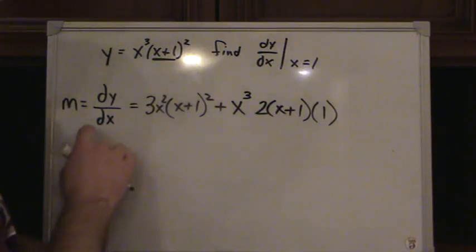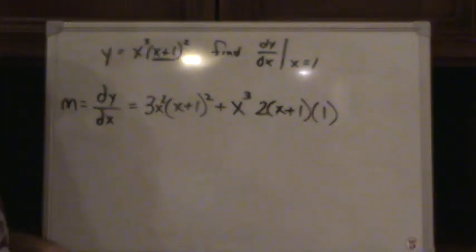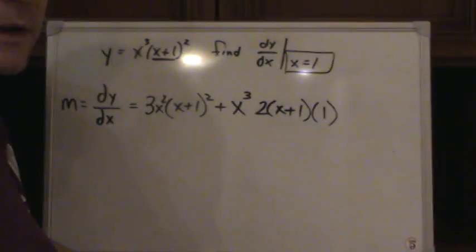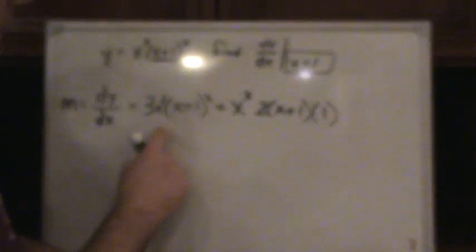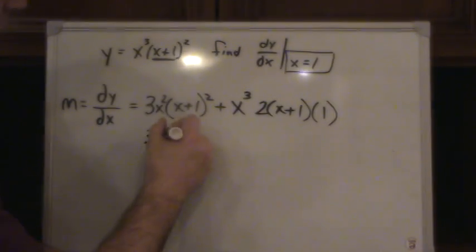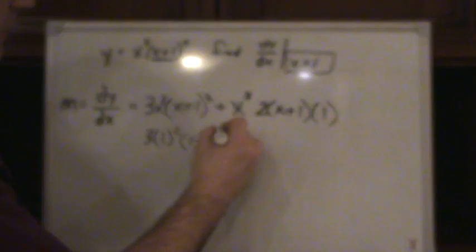Now, this is the general rule to find the slope. General function. But right here it tells you, I know at what point I want to cross this function. I want it to touch that function at x equals 1. Put 1 back into this problem for x. You're left with 3 times 1 to the second plus 1 to the second.